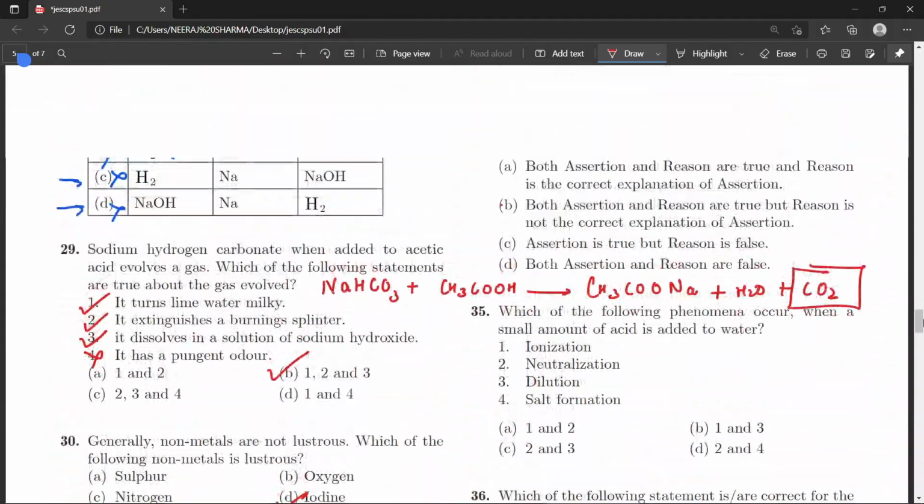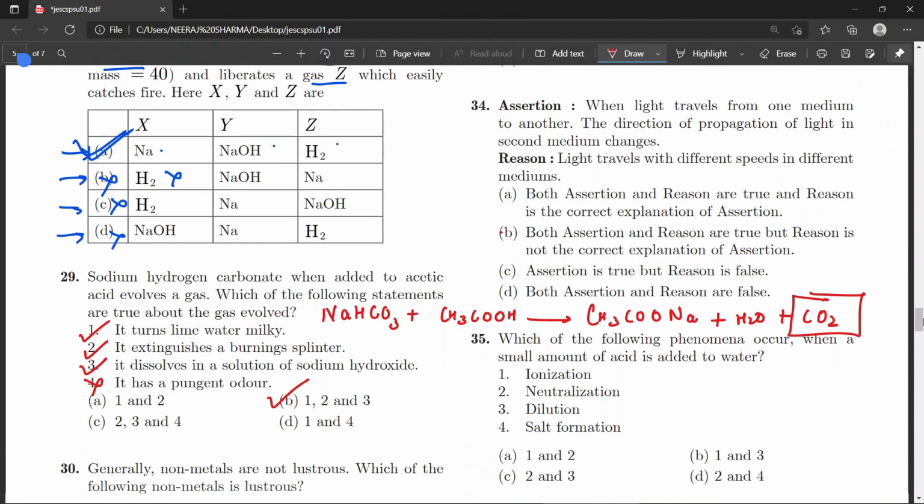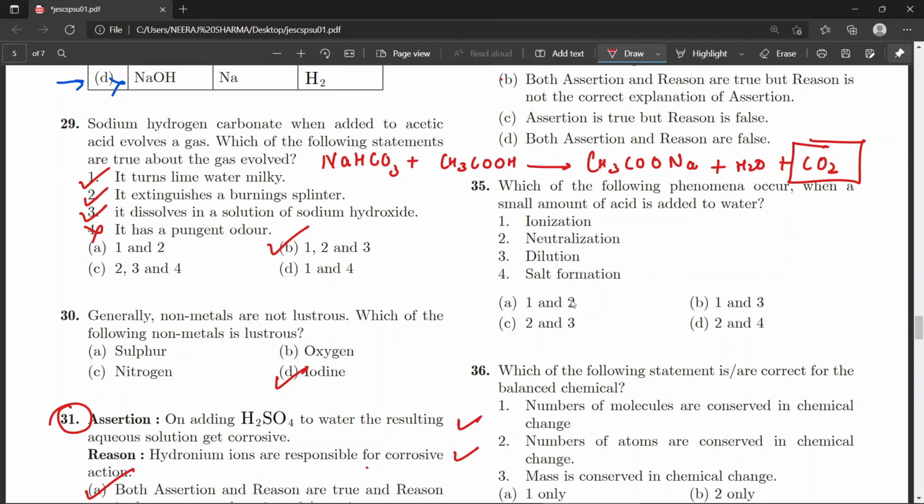Now coming to question number 34. Assertion: when light travels from one medium to another, the direction of propagation of light in the second medium changes, right? Now the reason is light travels with different speed in different media. So yeah, both the statements are correct, right? And also the direction of the propagation changes because of the difference in the speed of the light in the different medium. So option A is the correct one. Now coming to the next question.